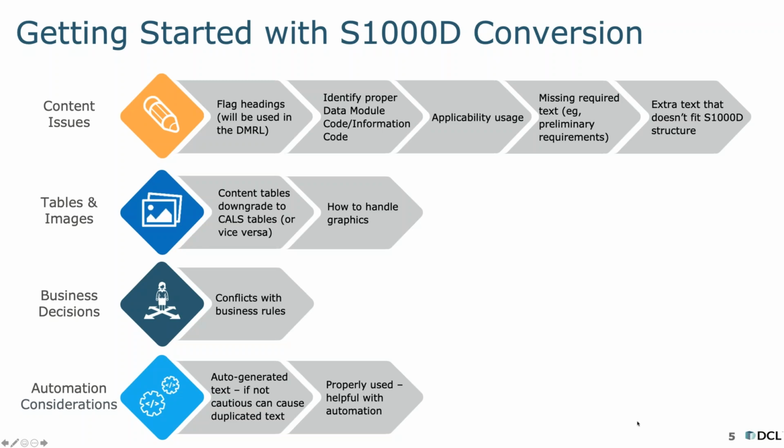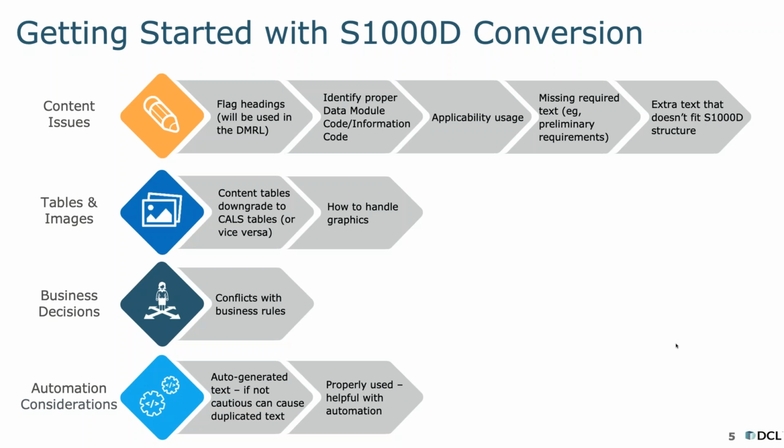Applicability usage can get a bit tricky. An incorrect applicability usage will lead to incorrect or no text appearing when publishing. You need to invest some time building a solid plan that will QA applicability properly. And I will show some examples later on.